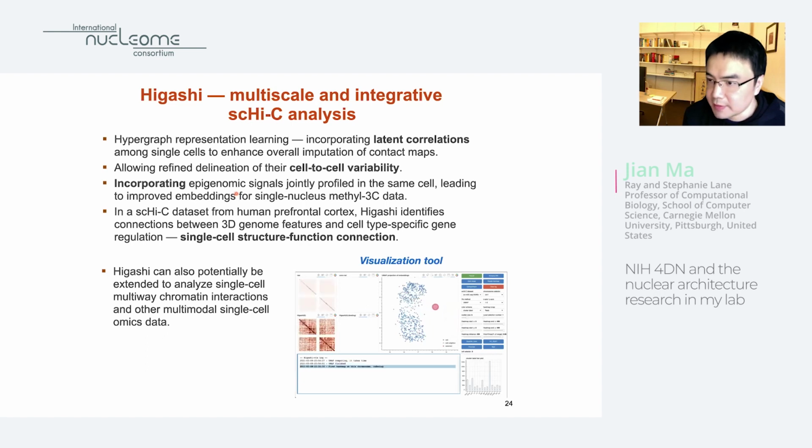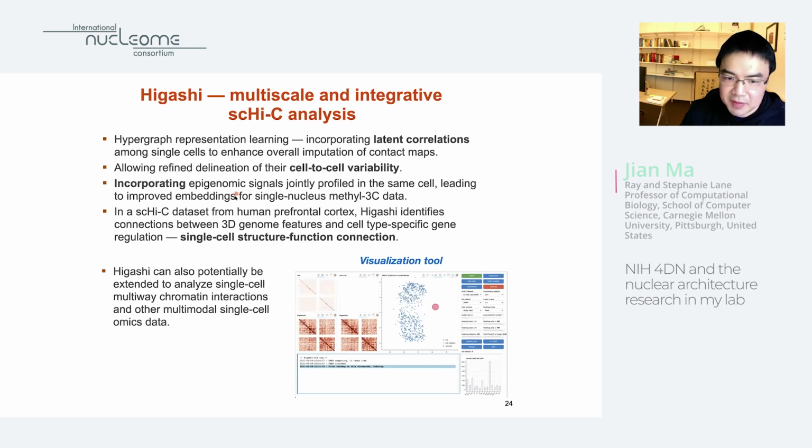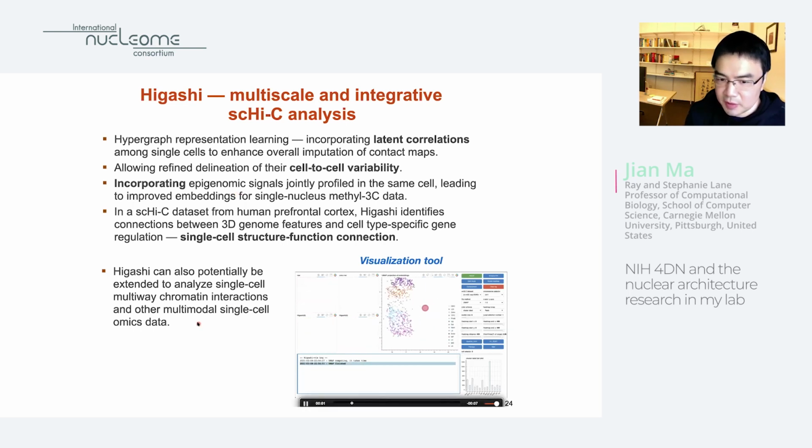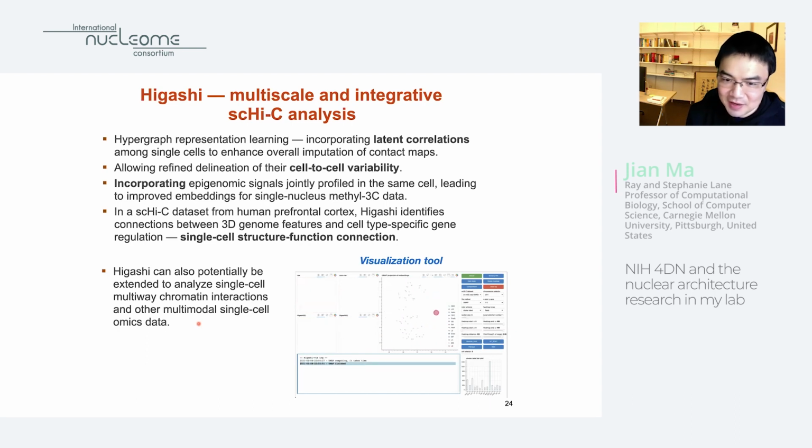the human prefrontal cortex data I presented. And overall, this framework provides a new analysis approach to derive single cell level structure-function connections. We have a visualization tool to help other people, when you try to debug your code or look at these individual contact maps together with other features, you can use this tool to do that.